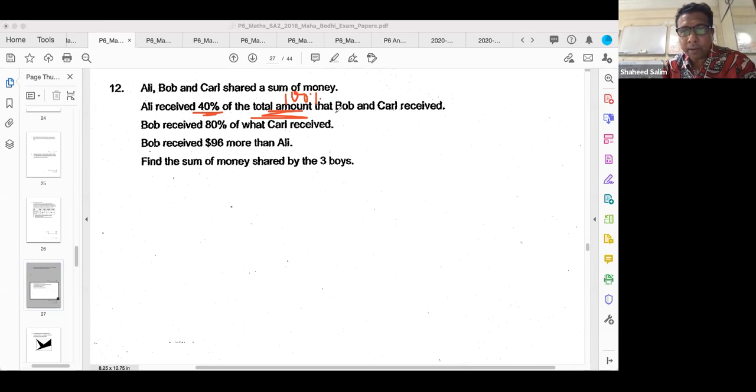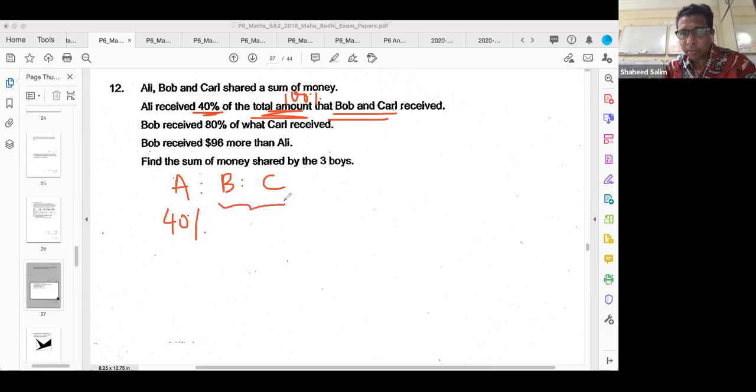So down here, Bob and Carl has 100%. Ali got 40%. You have to do something like this. A is to B is to C. Ali got how many percent? 40.